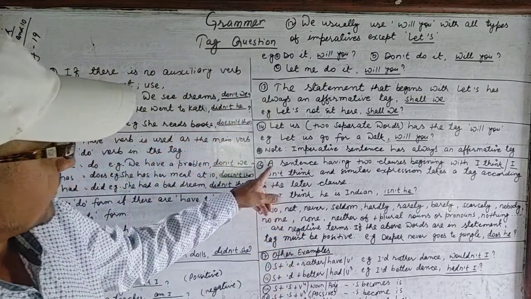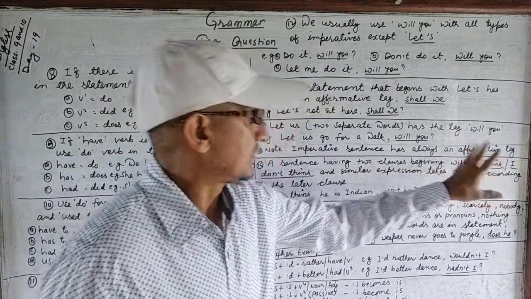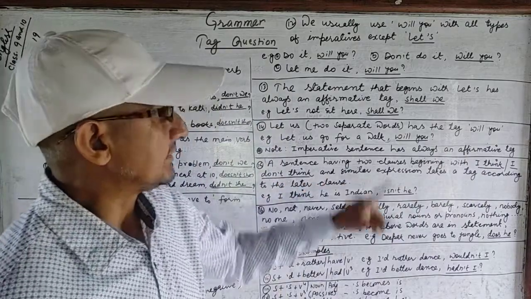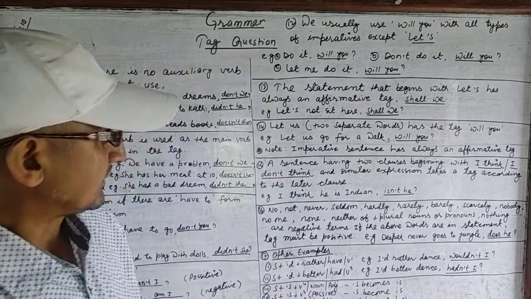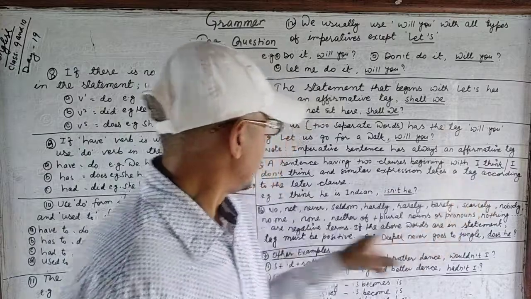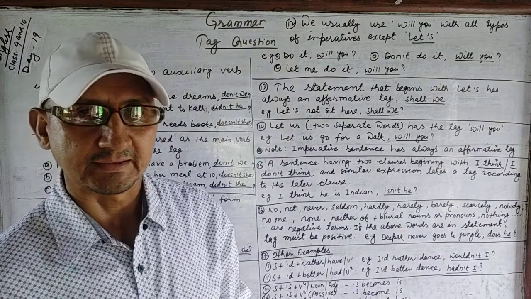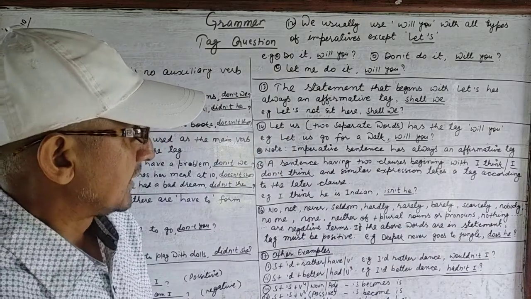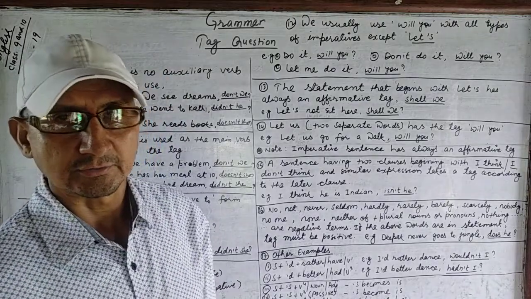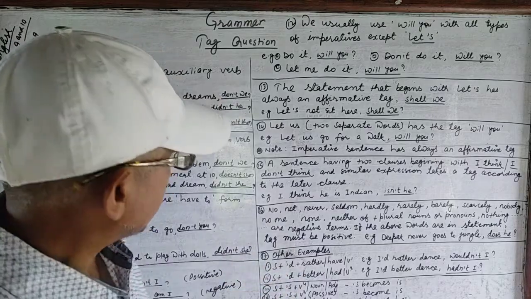Let's see another example. A sentence having two clauses, beginning with "I think" or "I don't think" or "I suppose" and similar expressions, takes a tag according to the later clause. Similar expression means "I suppose" is also a similar expression. If there are two clauses in the statement, the tag is according to the later, the second clause. Okay? Let's clear it with the help of an example.